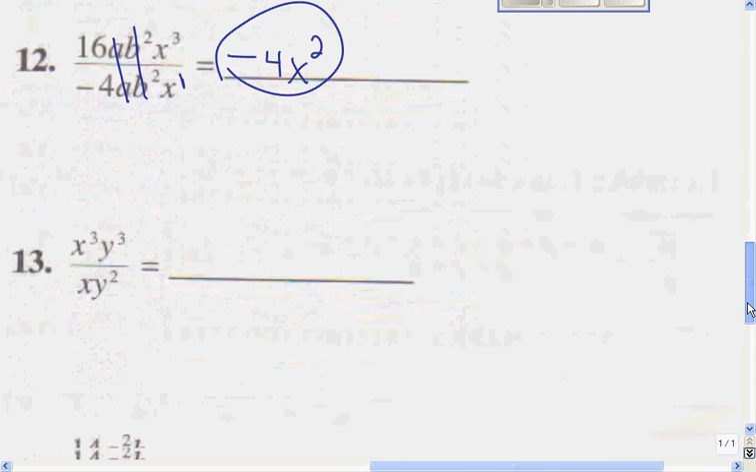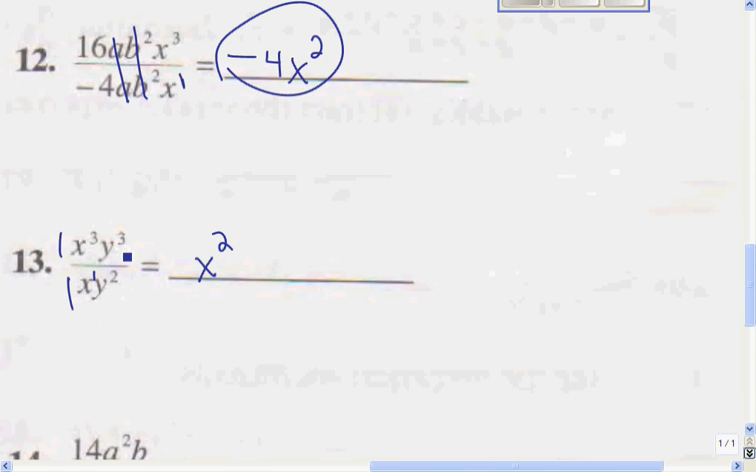I think I just have two more to go. Okay. Now, there's a 1 understood to be here. 1 divided by 1 is 1. 3 minus 1 is x squared. And y to the third minus 2 is just y, because 3 minus 2 is 1. So it's y to the first, but I don't write the 1. I just leave it blank.